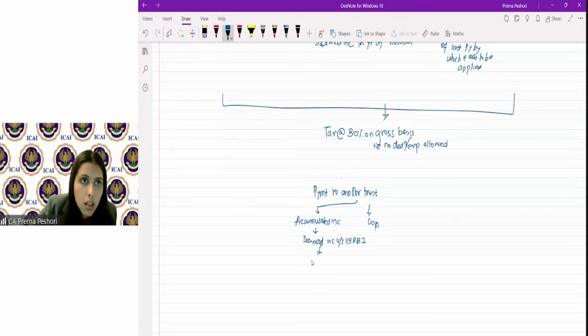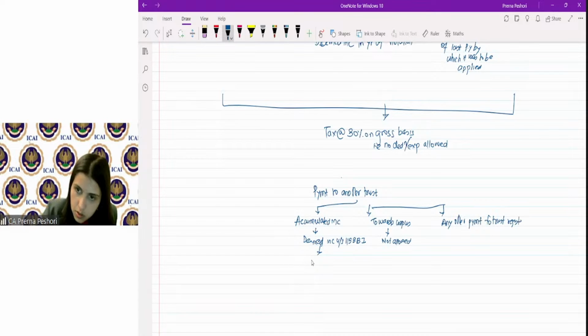Corpus, if it is towards the corpus, again it is not allowed. Any other payment to trust registered under section 12AA, 12AB or 10(23C) is allowed. Okay. So this is a small summary for you.